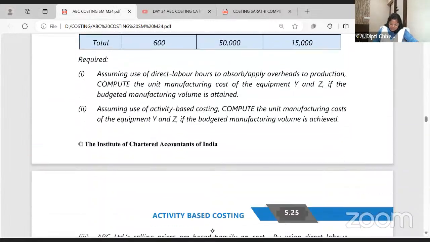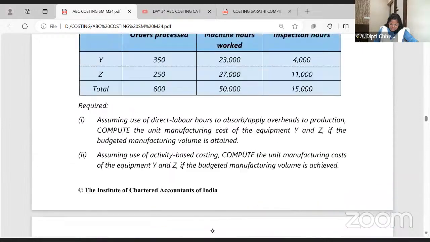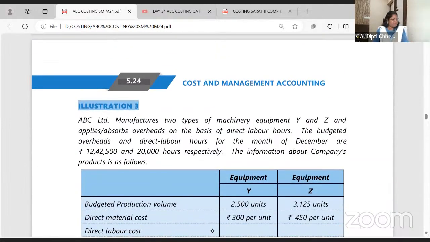No, I'm not solving there. I'll check everything and I'll do it in writing in the notebook. Yeah. Page number 5.24, illustration number 3, we are doing it in the notebook. Understand and do it with me. Nobody will mug it up. Okay?